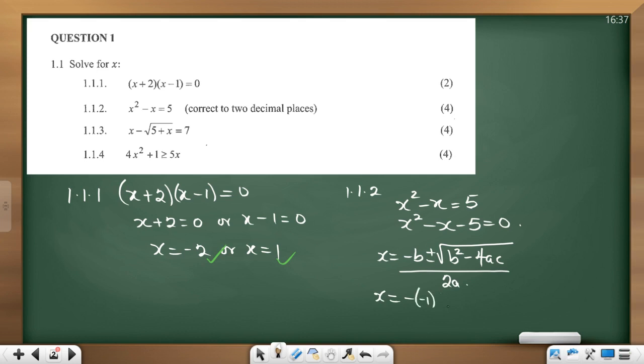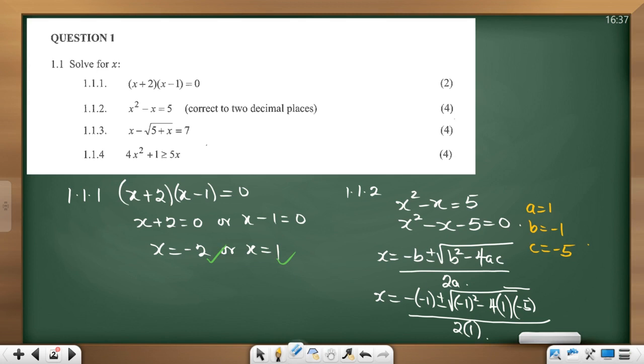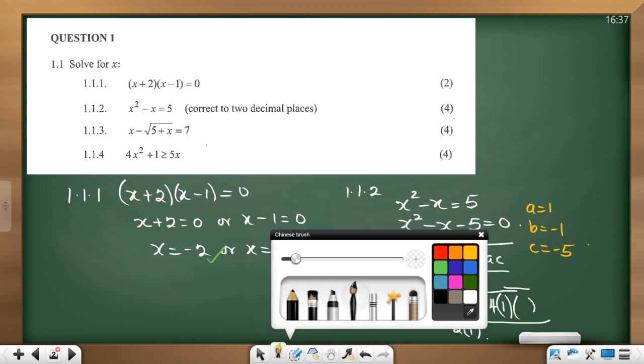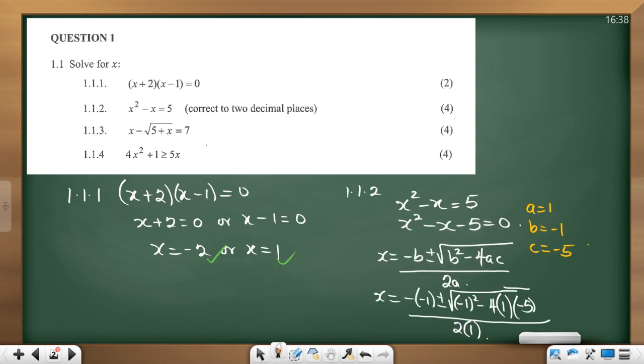My b is negative 1 plus or minus square root of negative 1 squared minus 4, my a is 1 and my c is negative 5, over 2. My a is 1. I hope we are okay with my values. My a is 1, my b is negative 1, and my c is negative 5. If you plug this into your calculator, do you want to share your answers with me quickly? Plug that into your calculator. We should have 2 answers. Share your answers with me as fast as possible.